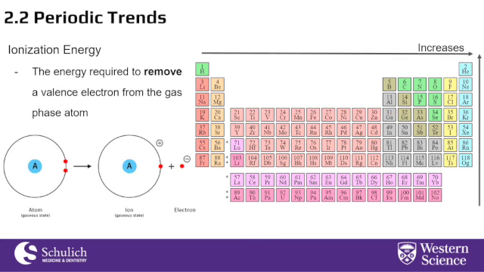So the next trend is ionization energy, which is a measure of the minimum energy required to remove an electron from the valence shell when the atom is in its gas phase. So the trend here follows the same as effective nuclear charge, where it increases from left to right across the periodic table and increases moving up the periodic table.